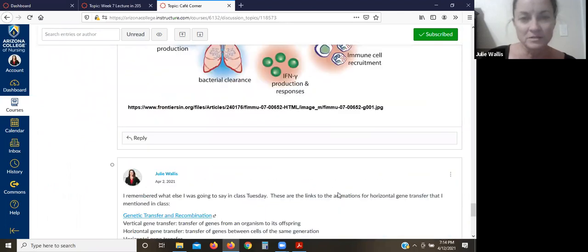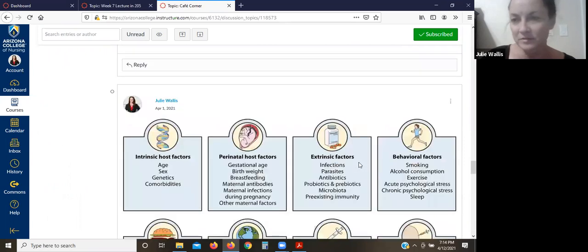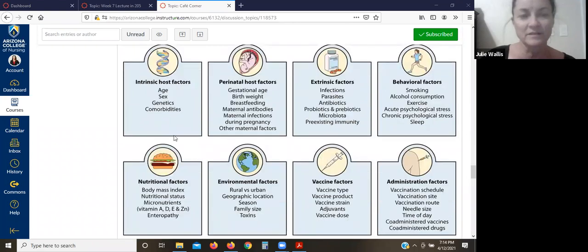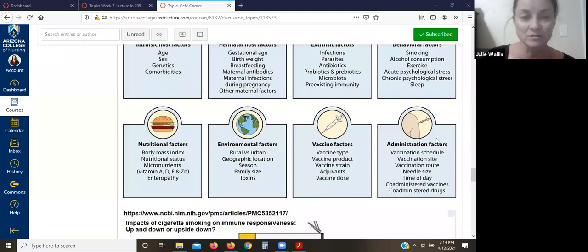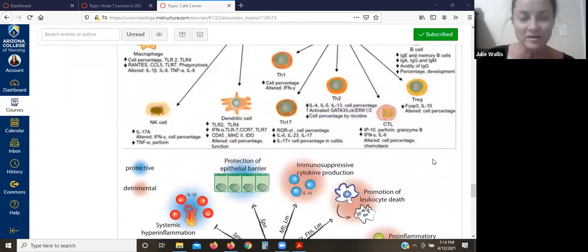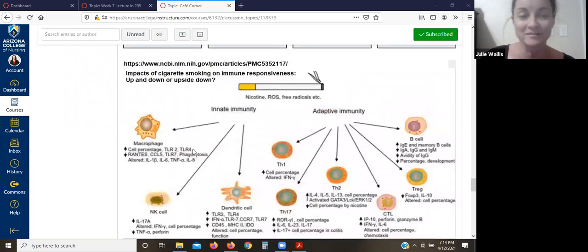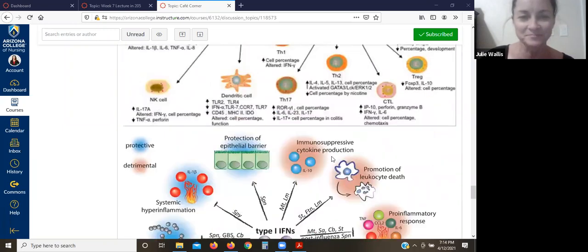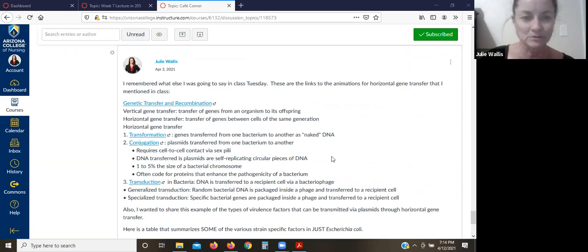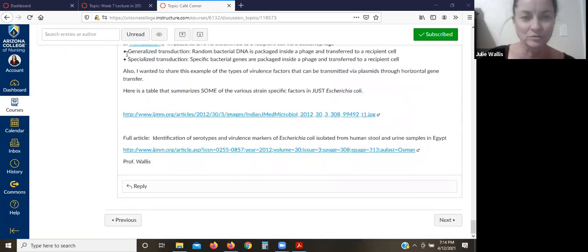I forgot to mention this one earlier, that I also posted. I think I might have posted it in the discussion also, but this is another post that shows all of the different factors that can affect how someone responds to a vaccine. And there's another one in there on the impacts of cigarette smoking on immune responsiveness. Nope, it's not in there. It must be in the discussion board post.